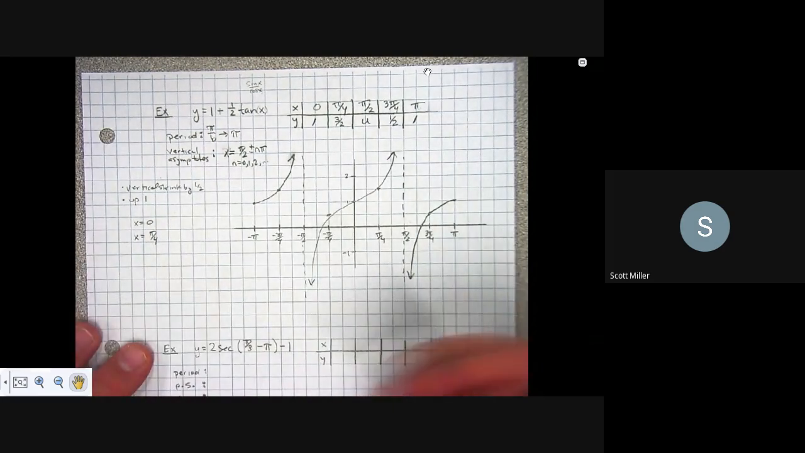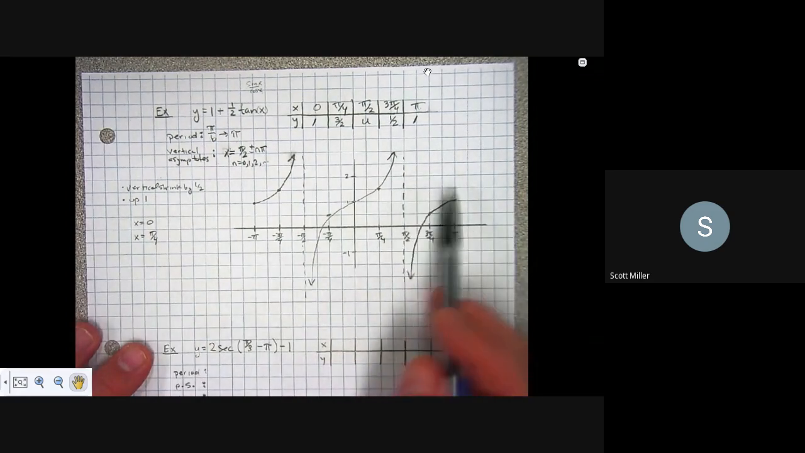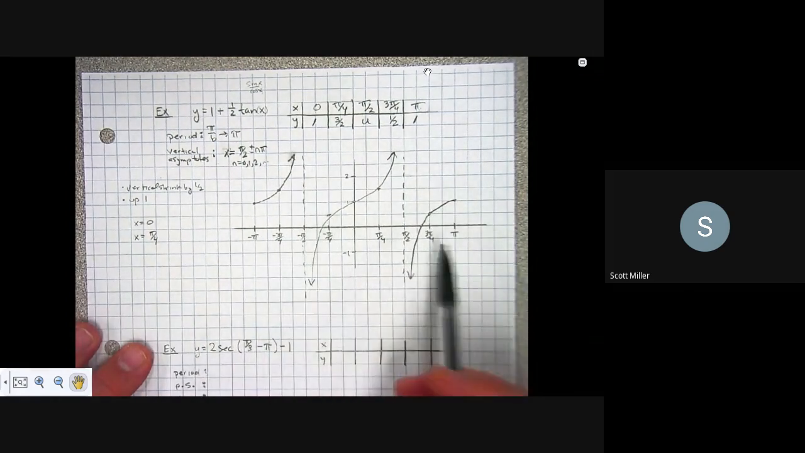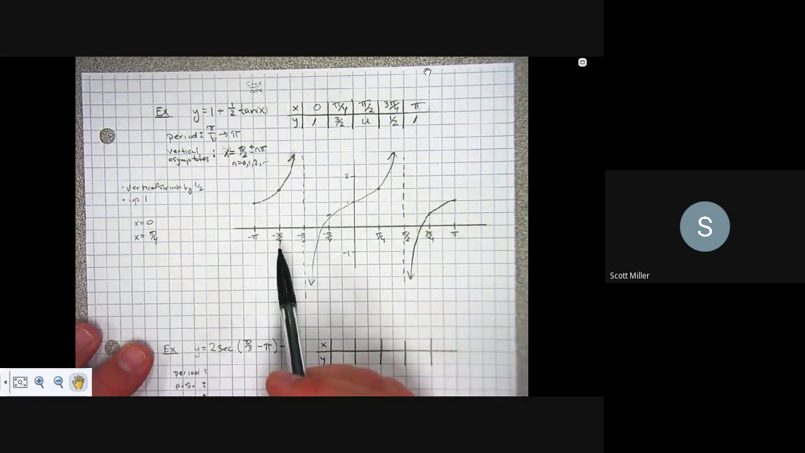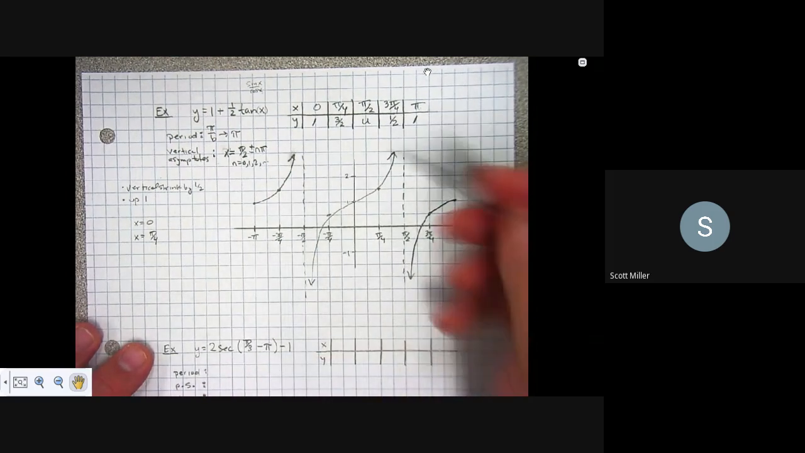This graph is complete. Again, your grade is going to be the basic shape, that you have the right shape in the right spot. The vertical asymptotes are drawn as dotted lines, and you have the proper scaling. You don't need to list any of the numbers because the table should be present.